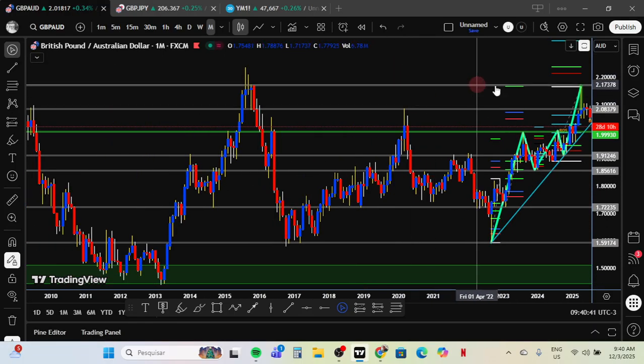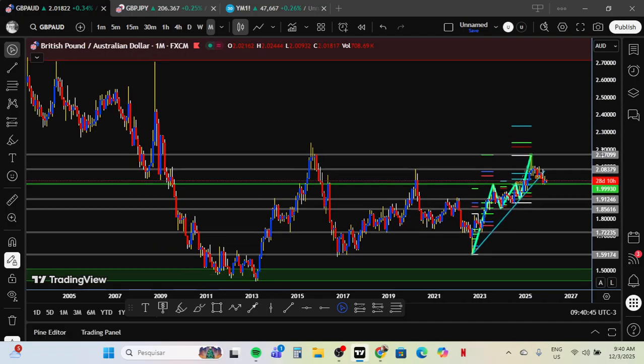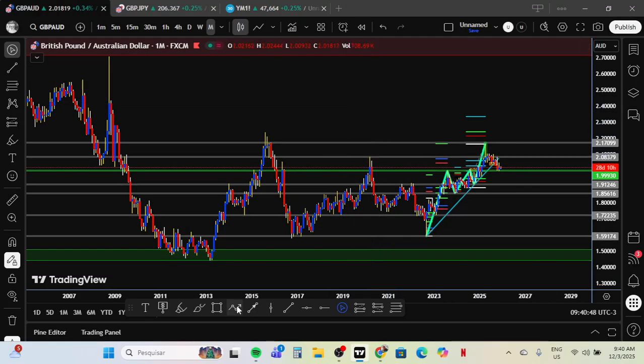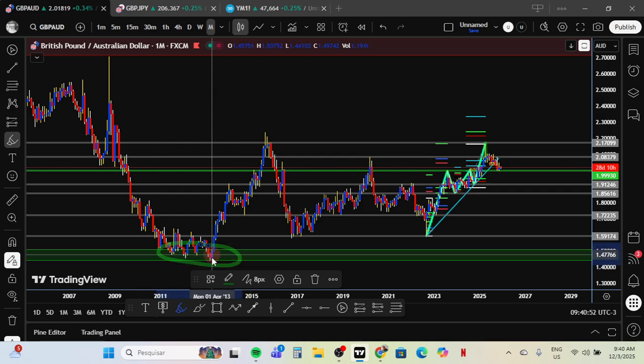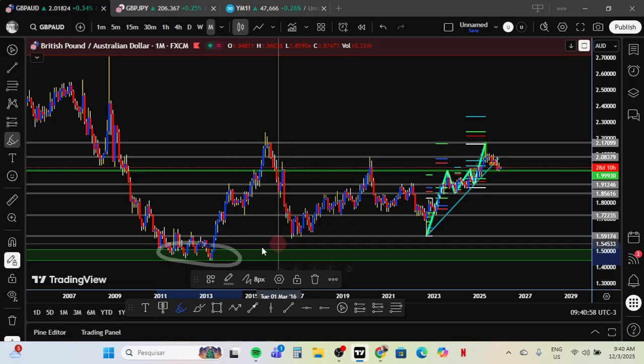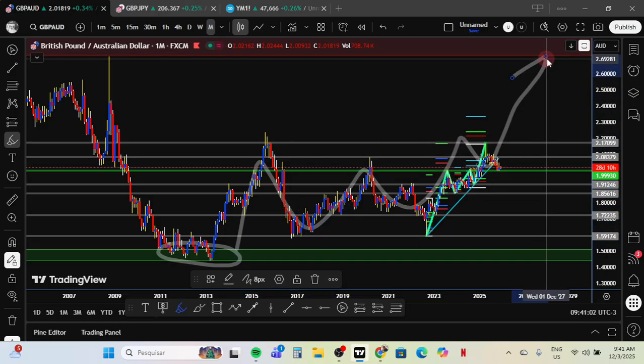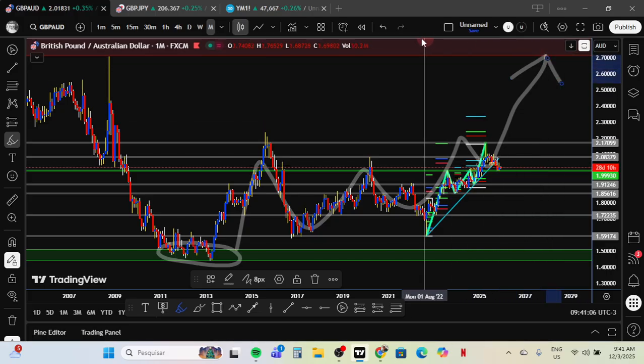GBP AUD long term. The buy for me is this, the monthly band area. So long term GBP AUD, I am looking at a buy. Whatever it's going to do, I'm looking at price coming to this area long term. But that is not what I want to talk about, and that's not what I want us to focus our attention on.